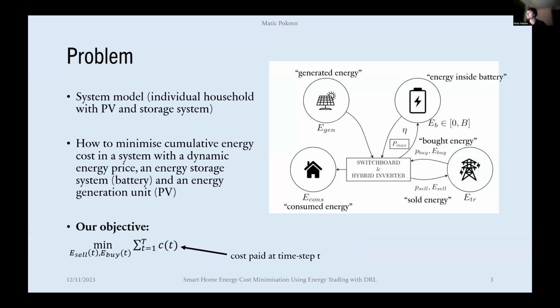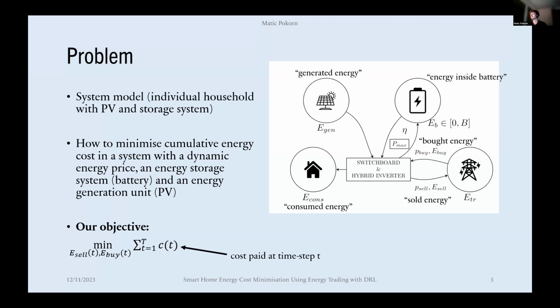So the problem you can see on the screen, this is the system model. We have an energy generation unit. The smart house is consuming energy, which is fixed. We cannot control that. And then we have an energy storage system, such as a battery, with some specifications like input and output efficiency and maximum charging and discharging power. And then we are also connected to the energy grid, and we can sell and buy energy at some price.